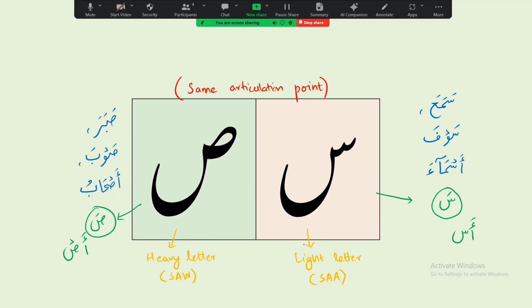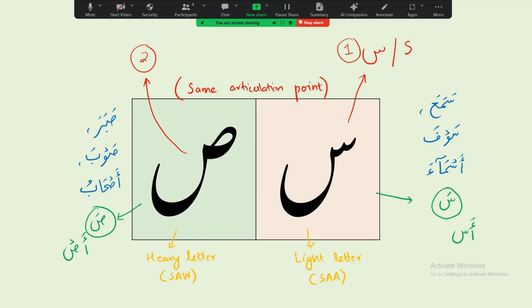Let's move on to the next pair for today, which is the seen alphabet that we have already discussed. Seen is the alphabet which is like the S of English, which has this whistle sound in it. Now we have a difference with this one as well. Why are we looking at the difference now? Because their articulation point is exactly the same. The first alphabet here is seen, and the second one is sad. They are articulated from the exact same point.